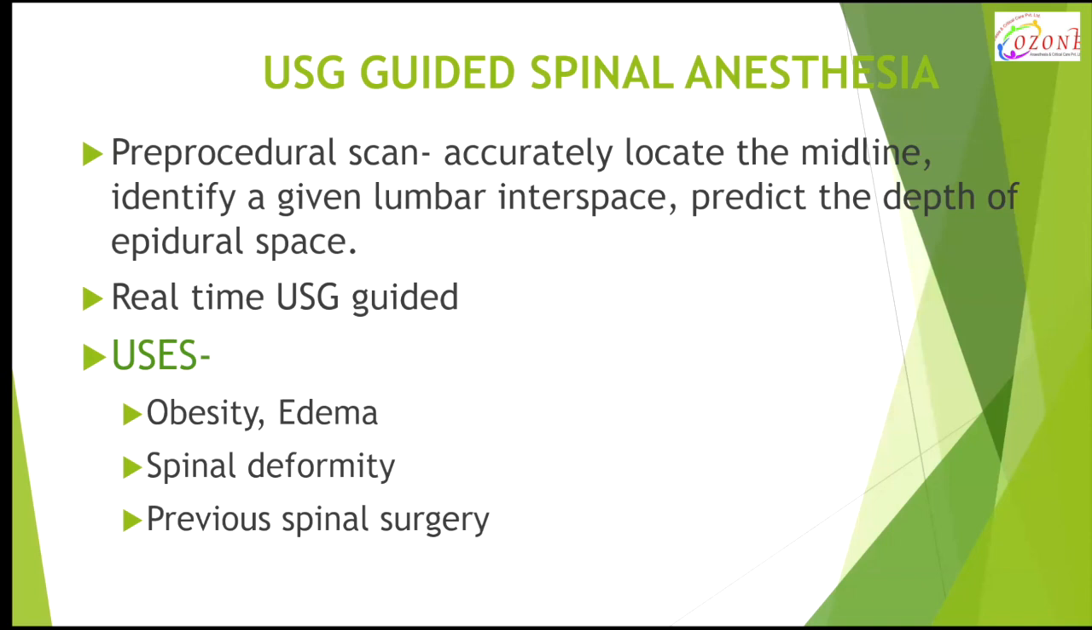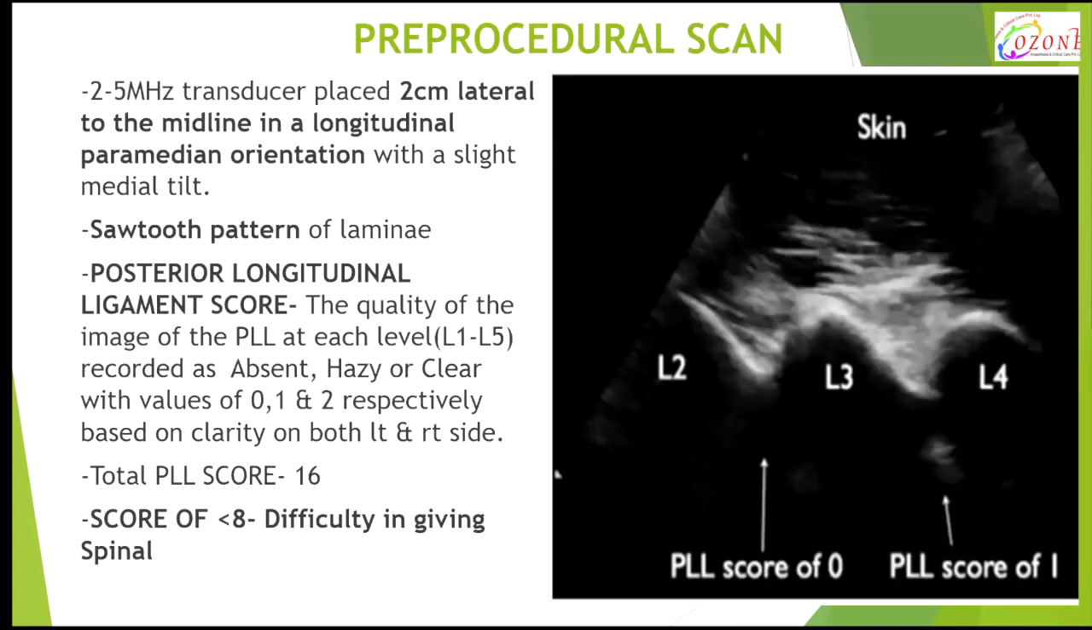In USG guided spinal anesthesia, there is a pre-procedural scan and real-time USG guided spinal anesthesia. In the pre-procedural scan, we accurately locate the midline, identify a given lumbar interspace, and predict the depth of the epidural space. USG guided spinal anesthesia is used in case of obesity, edema, any spinal deformity, or any previous spinal surgery. Next slide. In the pre-procedure scan, we scan the spine of the patient in the pre-operative area.